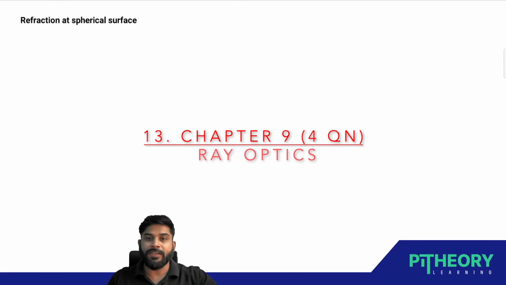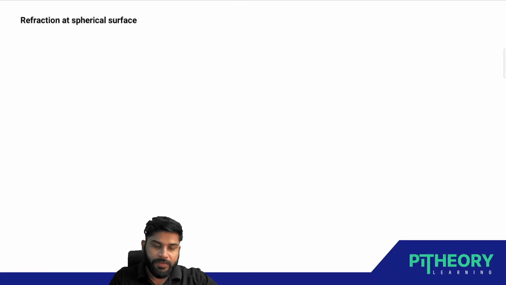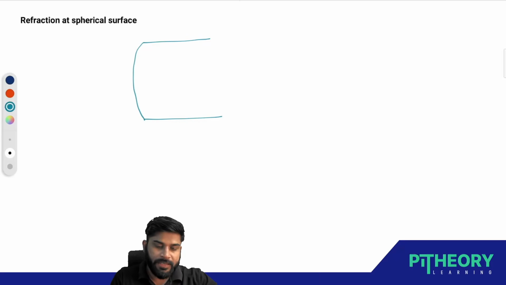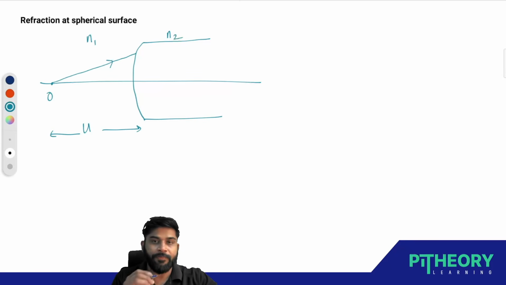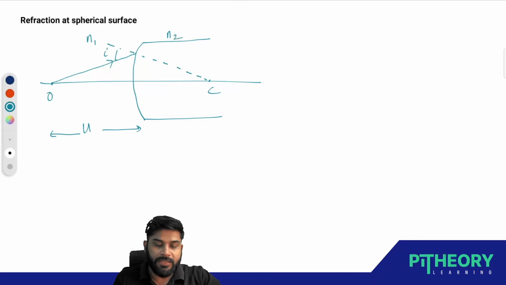The next question, refraction at a spherical surface. For this, we consider a spherical refracting surface. On the left side of this, let's say the medium is of refractive index N1. On the right hand side, it is N2. Let's draw a principal axis for this. We consider an object placed at a distance U in front of this. A ray of light is falling from this point object onto this spherical refracting surface. Let's say this is the center of curvature, so this will be the normal at that point, and this will be the angle of incidence you can mark.